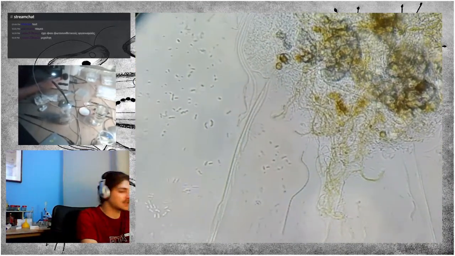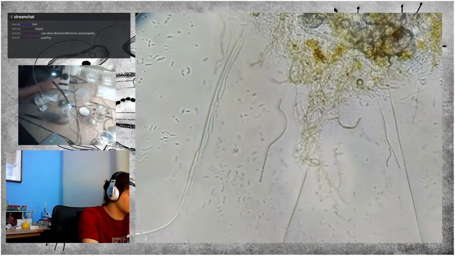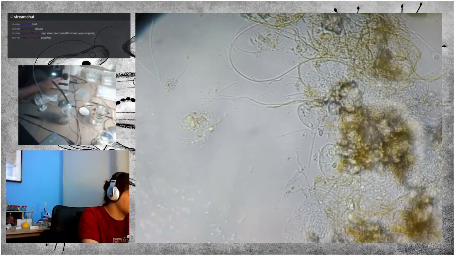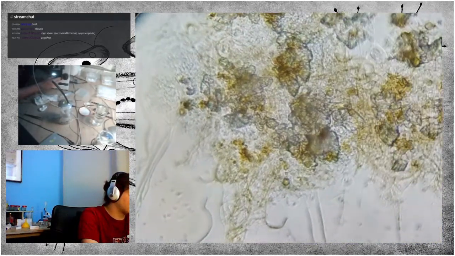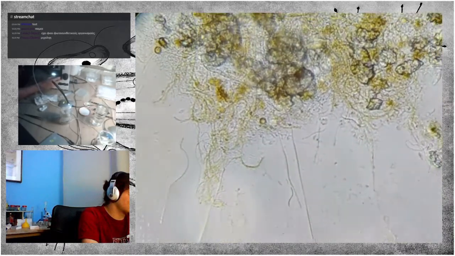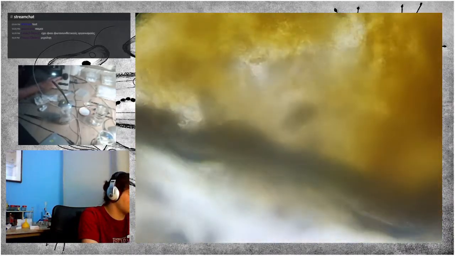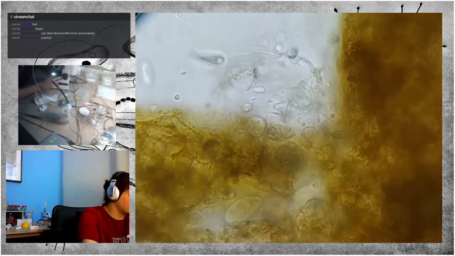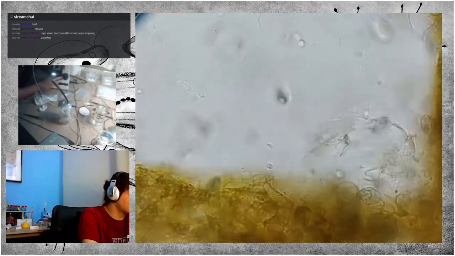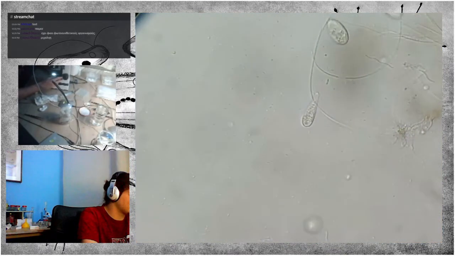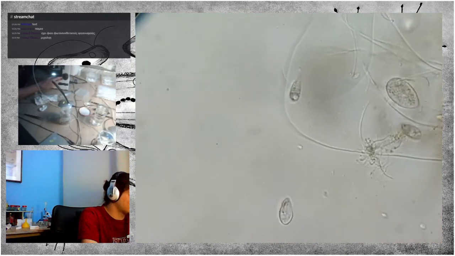Here you can see a bit more because the contrast is a bit better. You can see the bacterial strings, and I think there is a fungus in here. I'm not quite sure. Here is the end of the bubble. Oh, here is a flagellate. This I'm sure is a flagellate that I haven't seen again.